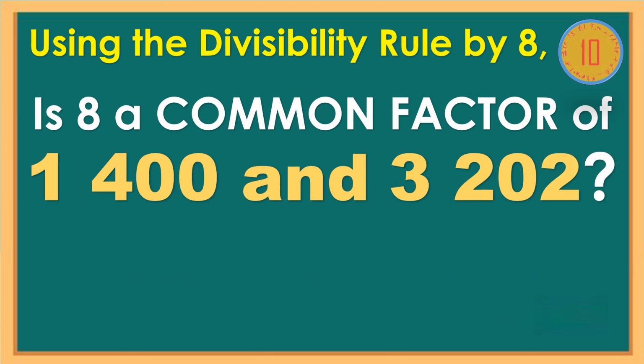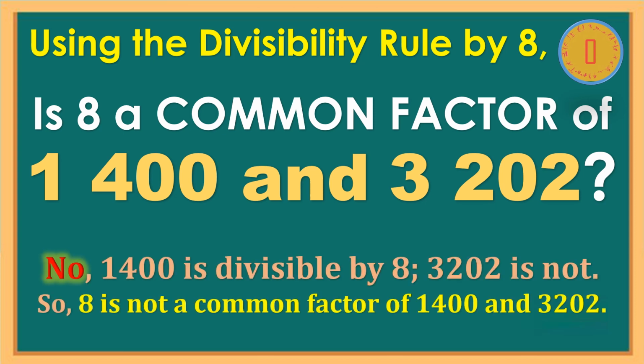Is 8 a common factor of 1400 and 3202? No. 1400 is divisible by 8. 3202 is not. So, 8 is not a common factor of 1400 and 3202.